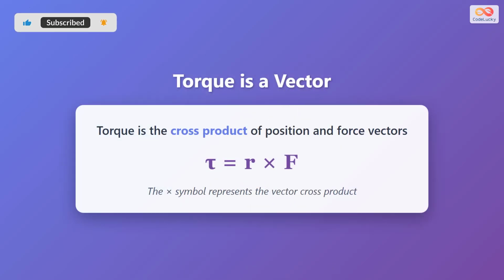Torque is actually a vector quantity, which means it has both magnitude and direction. The formula tau equals r cross F uses the cross product symbol, indicating that torque is the vector cross product of the position vector r and the force vector F. This cross product operation is what gives torque its directional property, making it perpendicular to both the position and force vectors.